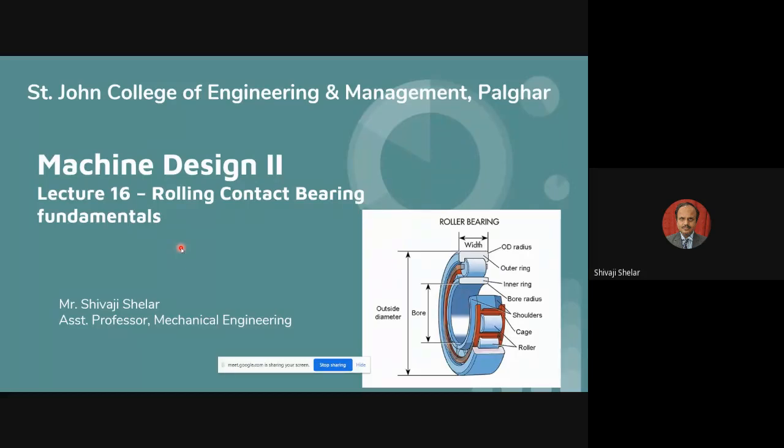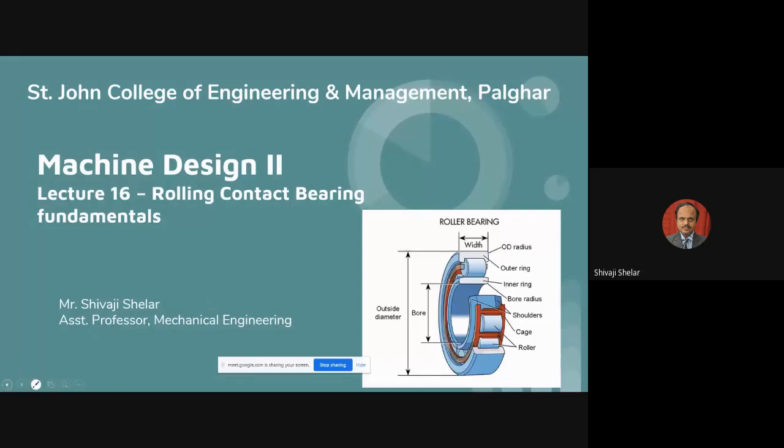So we will be starting a new module today, that is rolling contact bearing. There are different types of bearings, so out of that, we are going to learn rolling contact bearing. In today's session, we are going to cover the fundamentals of rolling contact bearing. I have shown one picture of a roller bearing here. It's a type of rolling contact bearing. We are going to learn in detail the basic fundamentals today for the rolling contact bearing.